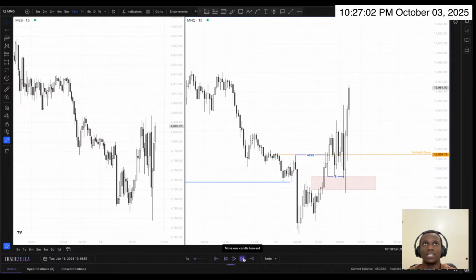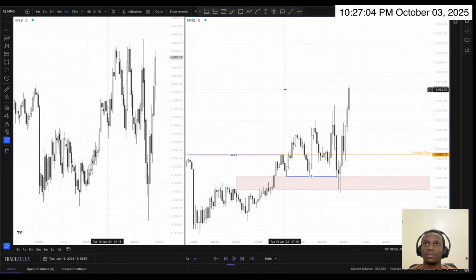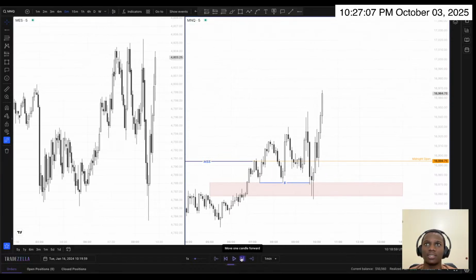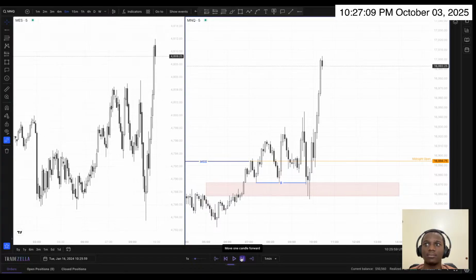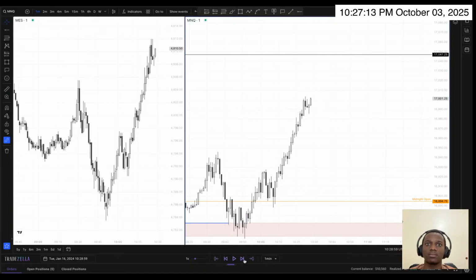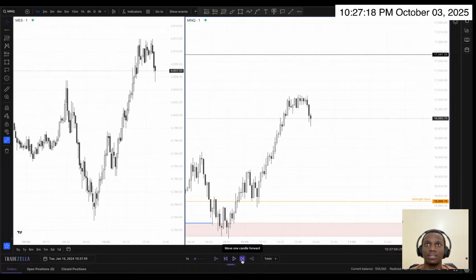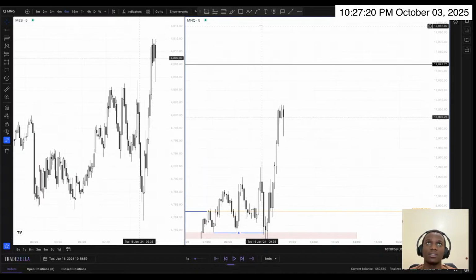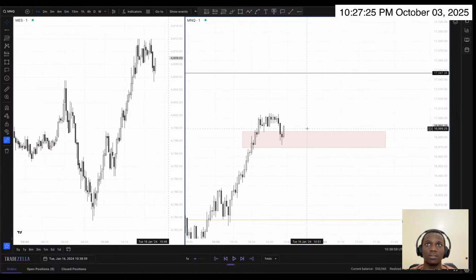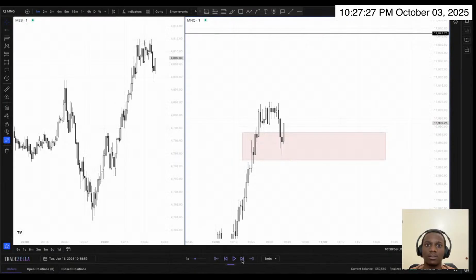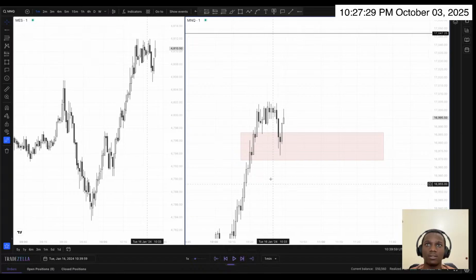So we leave behind a 15-minute fair value gap and some 5-minute gaps. Now we're about to achieve the daily target that we had marked. Small retracement. Okay, so this is a 5-minute gap. Go down lower. Okay, create an inversion here.